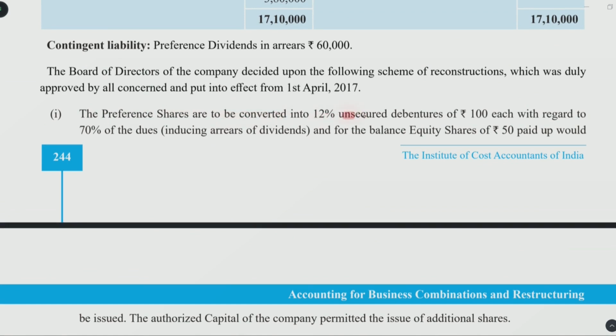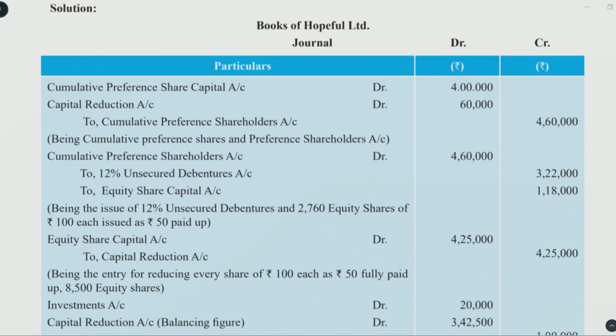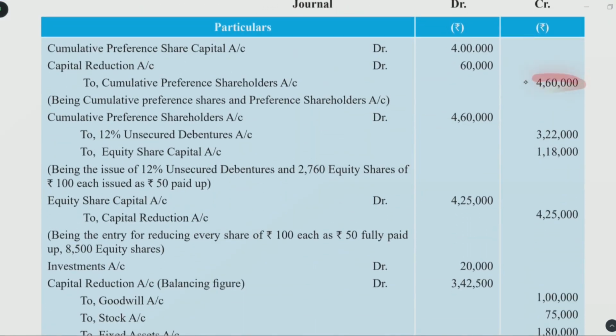preference shares are to be converted into 12% unsecured debentures with respect to 70% of their dues. Now look at one thing. Their dues were 4,60,000. Please pick your calculator and take 4,60,000 into 70%. It is 3,22,000. So 3,22,000 will be unsecured debentures, and then there will be equity share capital.